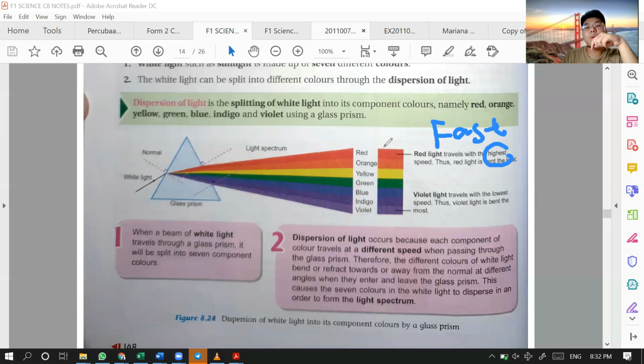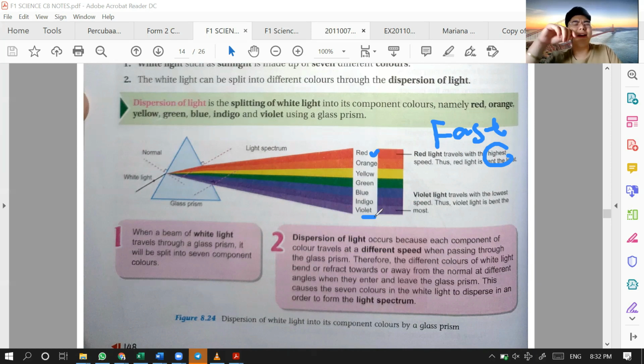Then it will keep on increasing until you reach violet. And violet, or you may say dark purple, violet light, will travel with the lowest speed. It is the slowest light. And when it is the slowest light, the light will bend the most because it takes a long time for it to pass through.